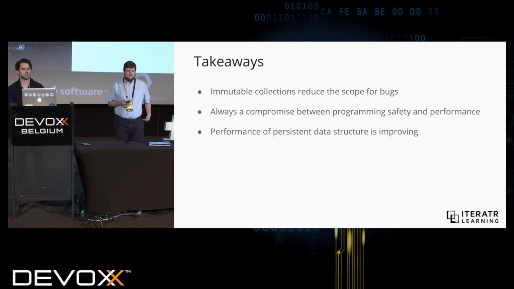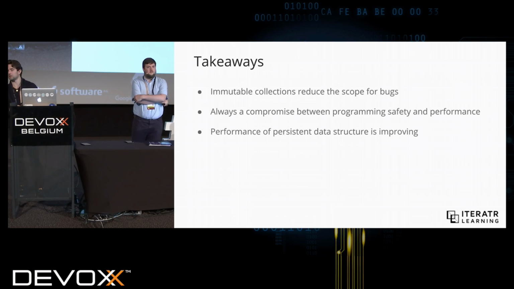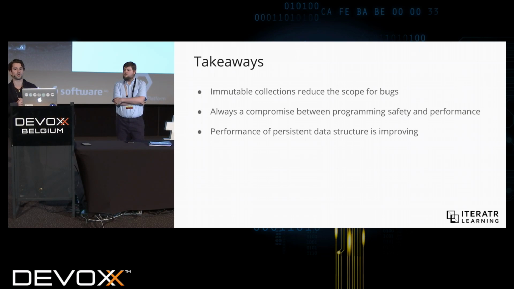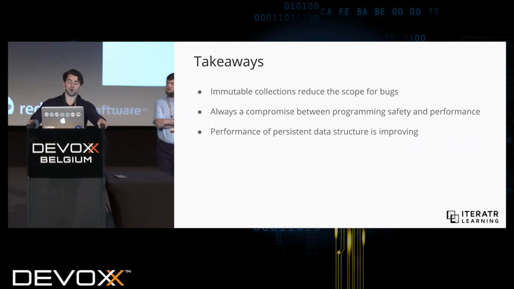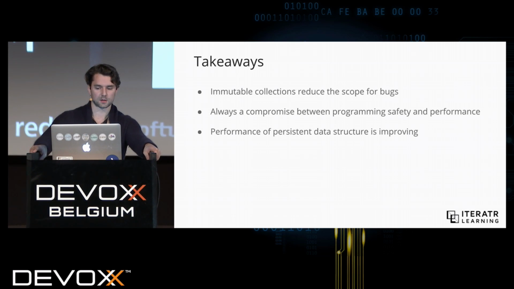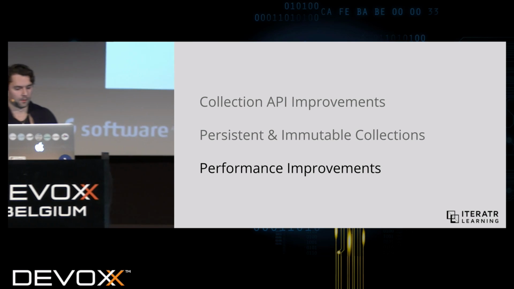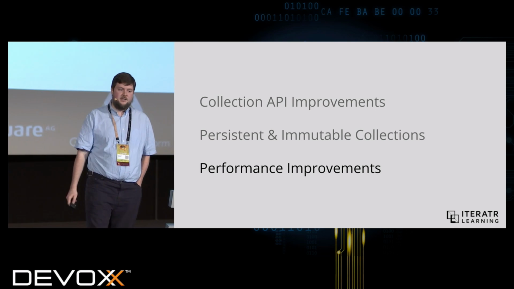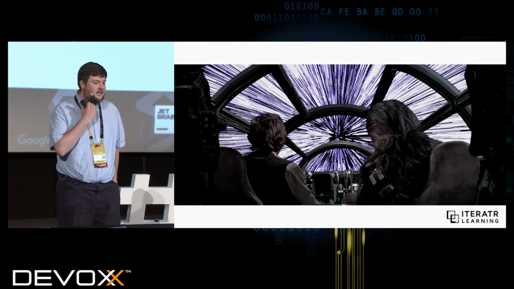So what are some takeaways here? Well, we believe immutability in general is good practice, and immutable collections reduce the scope for bugs by preventing accidental mutable operations. But unfortunately, there's always a compromise between performance and the safety benefits. But we see a lot of improvements with recent data structures, and the persistent arrays are one example of that. Absolutely. So let's have a talk about some of the performance improvements that we've seen in a few of these places.